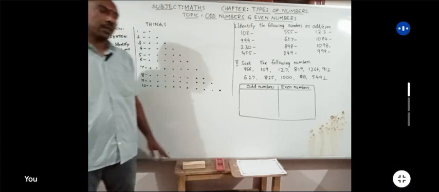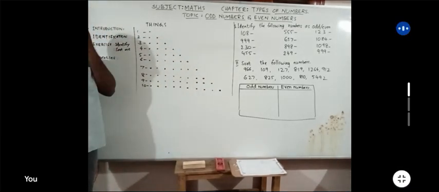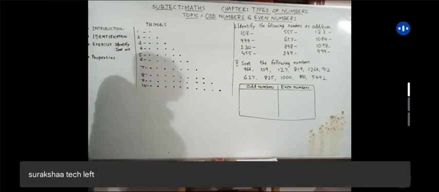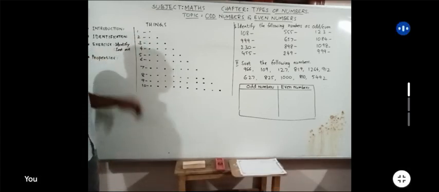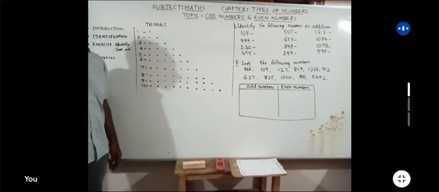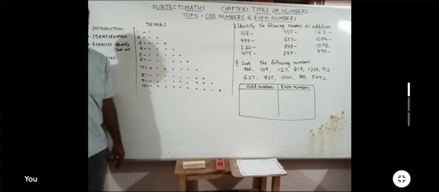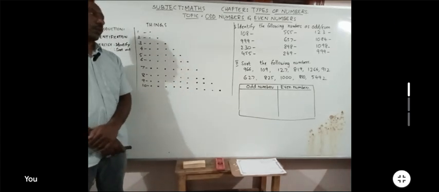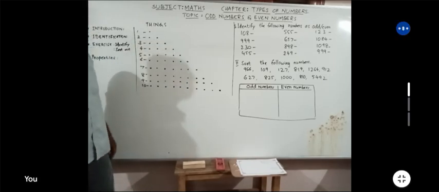In this session, the following things I would like to discuss with you. First, I will introduce the concept. Next, I will introduce how to identify the odd numbers and even numbers. After that, let us do two small exercises to find out odd numbers and even numbers. At the end, we are going to discuss the properties of odd numbers and even numbers. With this introduction, let me start the concept.